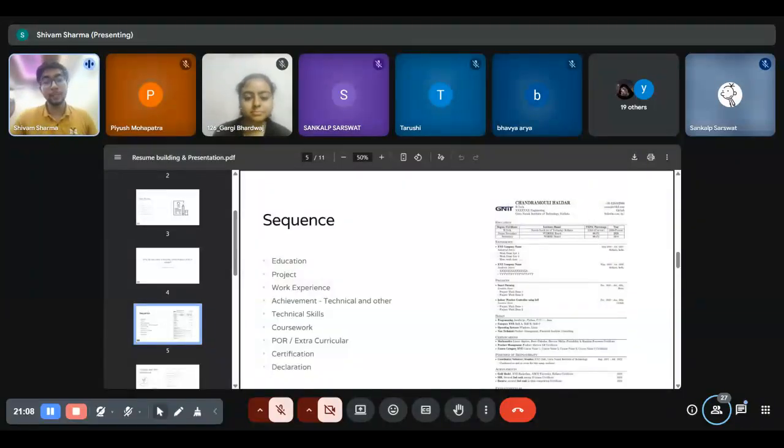If you have done 6 projects, just mention the top two, whichever you feel are best. First, mention the education section. It's up to you if you have space to mention the 10th standard as well, then mention 10th, 12th, and your graduation.